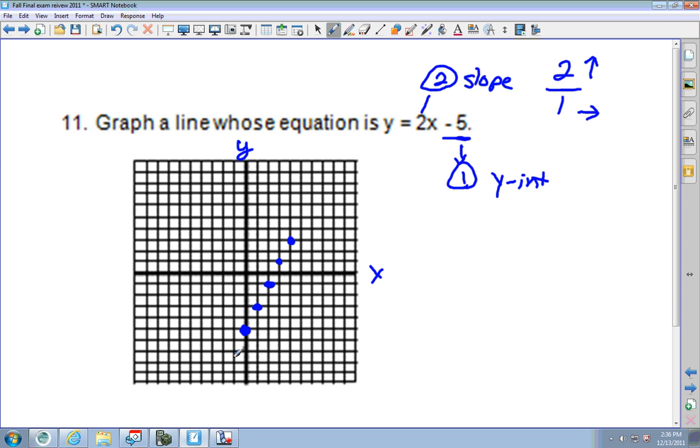What if you wanted to go backwards? Well, you could go down 2 and to the left 1, down 2 and to the left 1. Then you will connect your dots to draw your line.